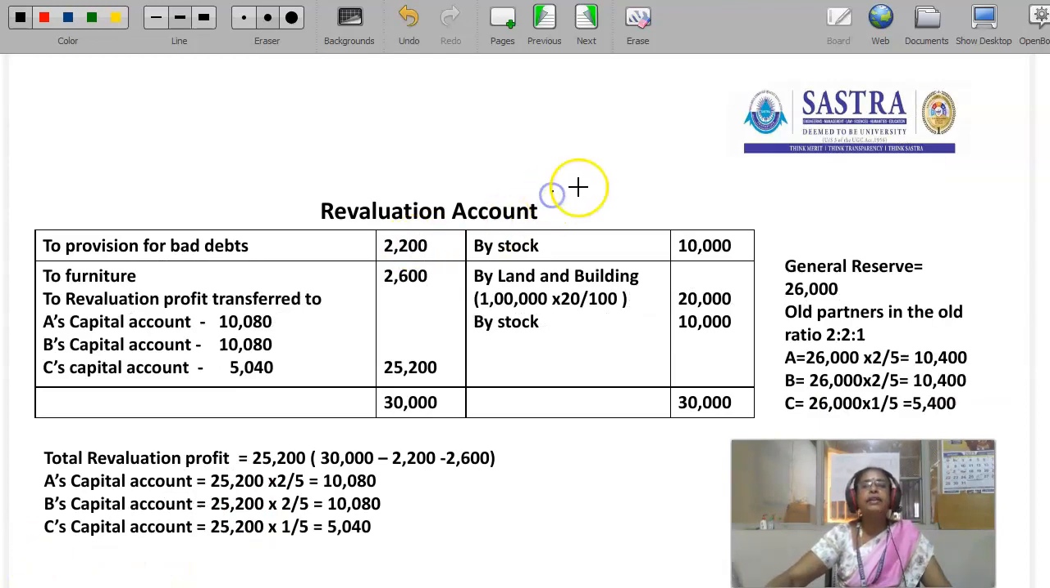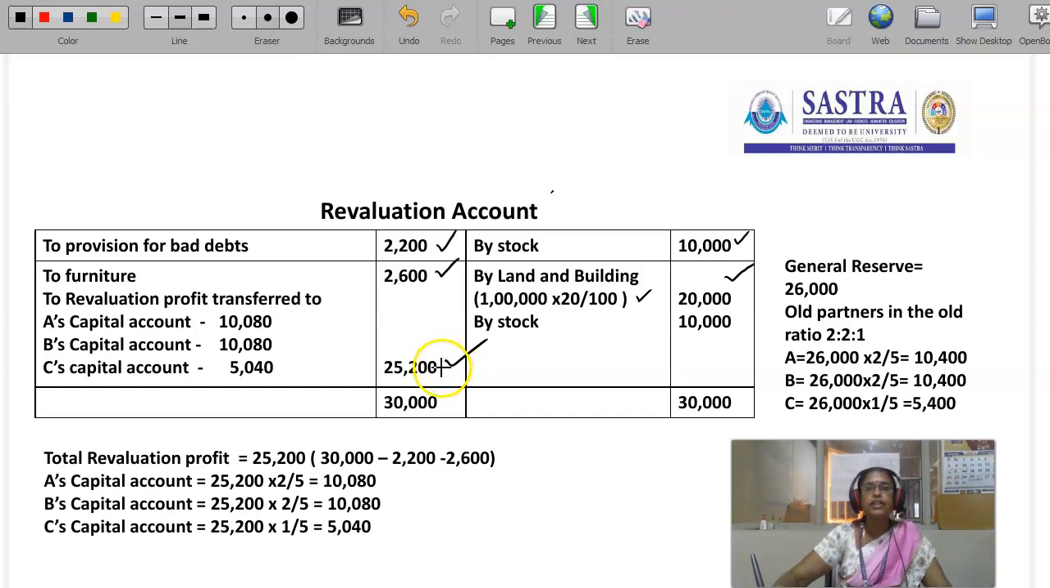Now we have to prepare the revaluation account. To provision for bad debts 2,200. Stock is 10,000 rupees. Furniture is reduced to the extent of 2,600. Land and building appreciated by 20%. So the value of the land and building is 1 lakh, and 1 lakh into 20% is 20,000. Stock is also increased by 10,000, so it should be credited. Then the revaluation profit: the total of the credit side is 30,000. So 30,000 minus 2,200 and 2,600 is 25,200.